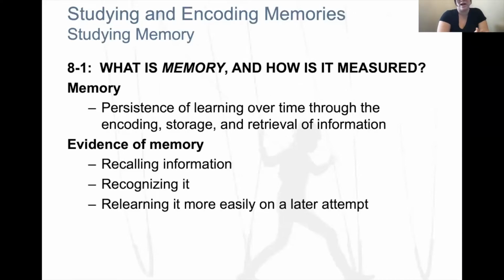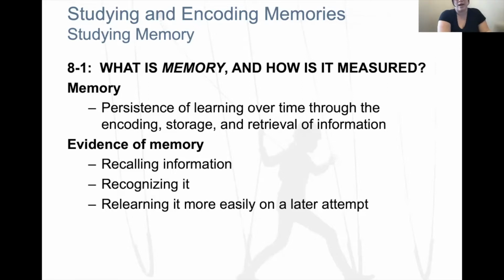So what is memory and how is it measured? Memory is persistence of learning over time through encoding, storage, and retrieval of information. And we're going to talk about those 3 processes as we talk through some of the models of memory. And then evidence of memory is being able to recall information.